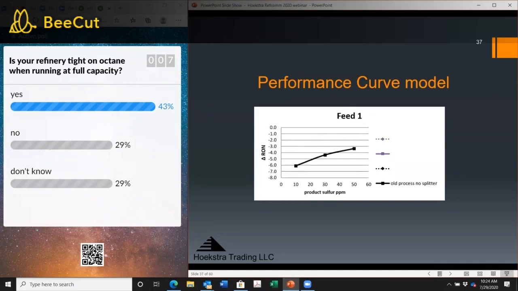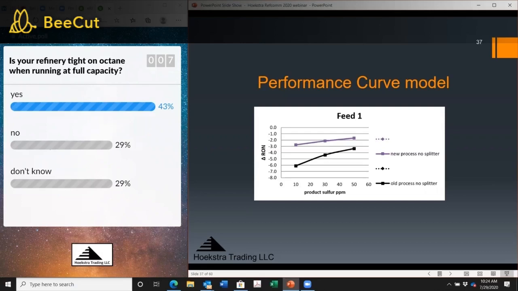Now I'm going to take the splitter out and say, what if we could double the selectivity of the process? That is the sulfur octane selectivity. That might be hard to do in reality, but in the spreadsheet, you can set that and see what effect it is, and you get this purple curve, double selectivity.